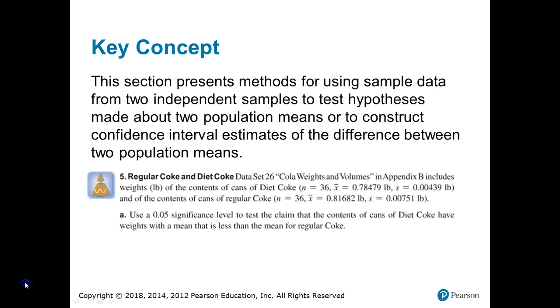A conceptual example is going to be looking at regular Coke and Diet Coke. We are looking at the claim that cans of Diet Coke have weights with a mean that is less than the mean for regular Coke. So you have two samples. They are independent of one another. That's important because we will deal with dependent ones next section. So we're dealing with two independent samples, and then we are making inferences about something regarding their mean.